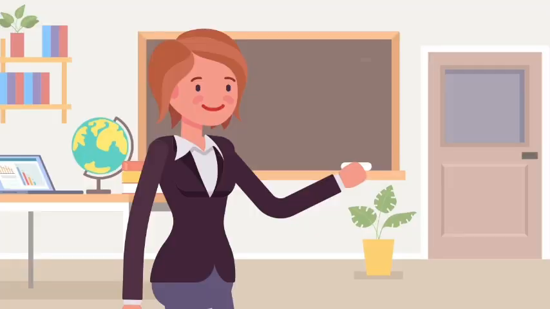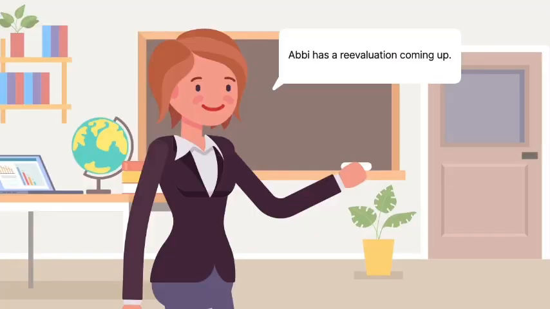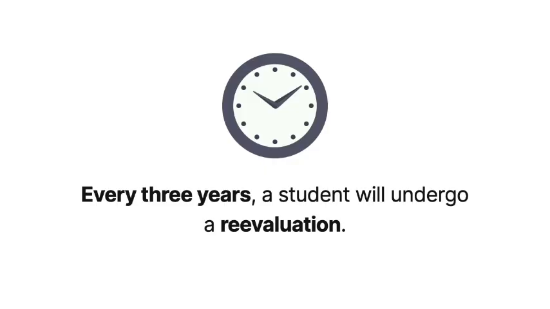So if you hear a teacher or service provider say, "Abby has a reevaluation coming up," this typically means the IEP team is about to complete a lot of paperwork for the student, and you can expect that the student may be pulled from classes to undergo testing with a variety of service providers. After a reevaluation is completed, the student will not have another one for 3 years unless requested earlier.